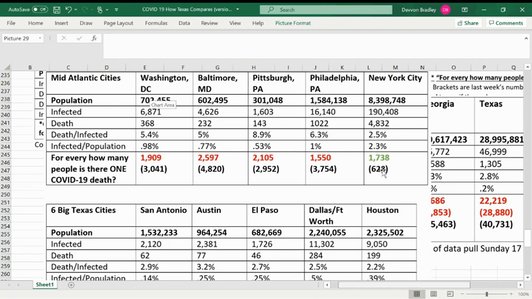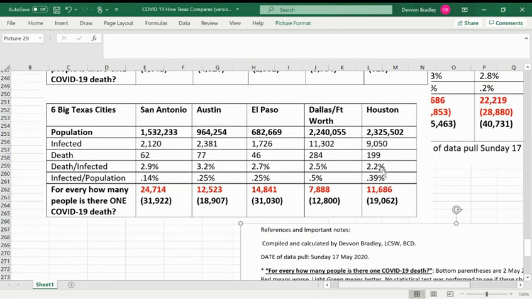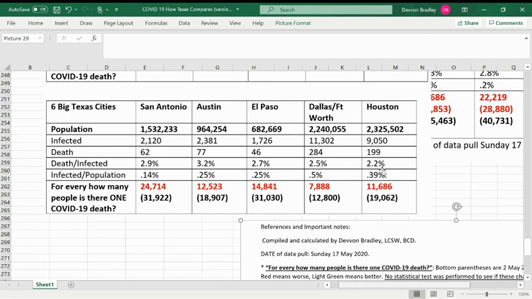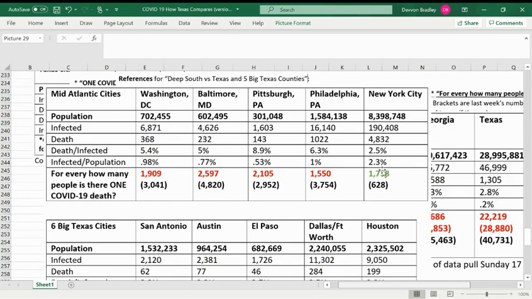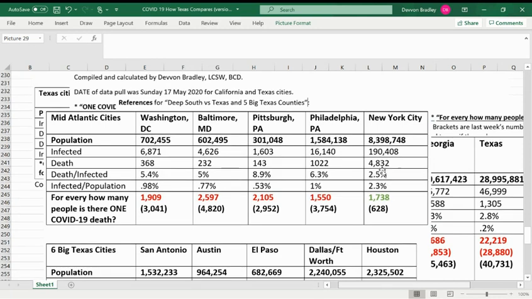But what do I think is happening in Texas? Does it exist? Is it getting worse? The answer to both of those questions is yes. Is it as bad as it is up north? No.